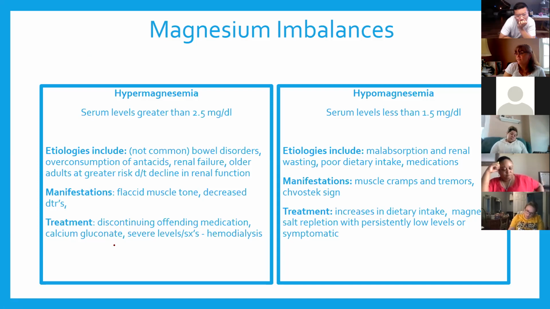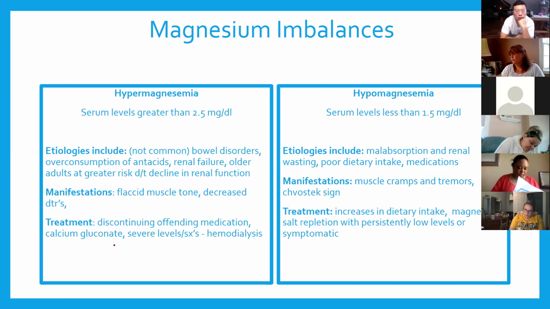Our muscles can seem flaccid. We could have decreased deep tendon reflexes. So we want to discontinue medication. We want to give calcium gluconate. That is also the antidote for magnesium sulfate. That I would star. And then if we have severe levels, we might need to do dialysis.